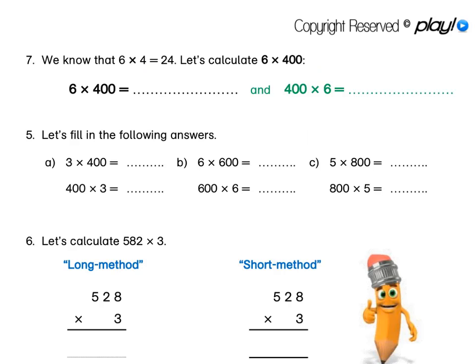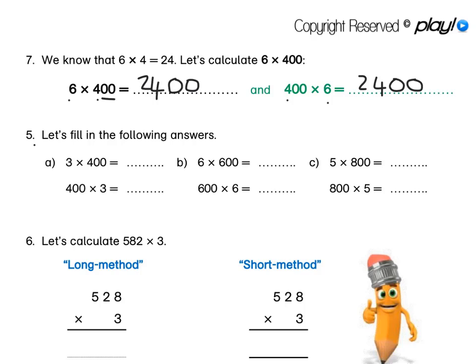Question 7. We know that 6 times 4 is 24, so now we are going to calculate 6 times 400. 6 times 4 is 24, times 100 makes it 100 times bigger to give 24 hundreds, or 2400. The other way around, exactly the same. 4 times 6 is also 24, times 100.